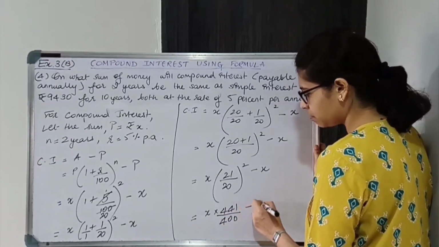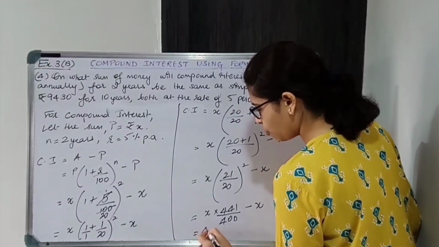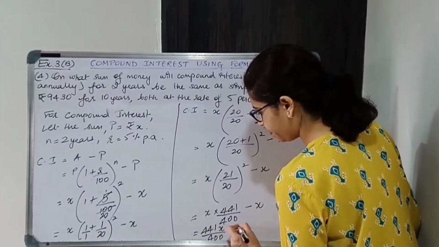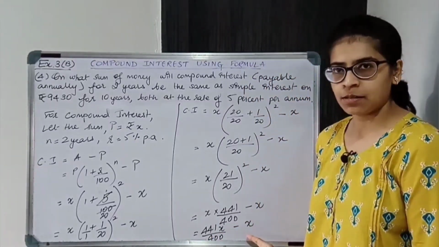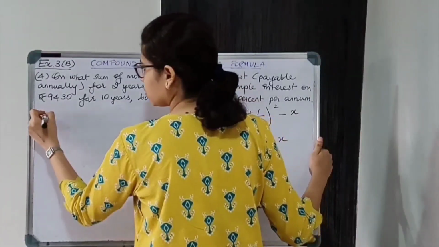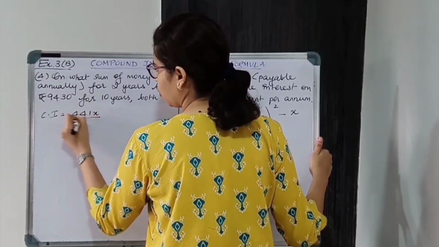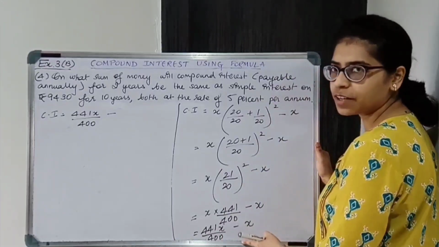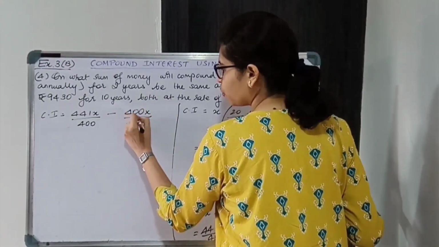Okay, so in short we get 441x upon 400 minus x. So over here again we'll take LCM. Okay, so we'll multiply and divide by 400 over here. So CI is equal to 441x upon 400 minus, here we'll multiply and divide by 400, so 400x upon 400.